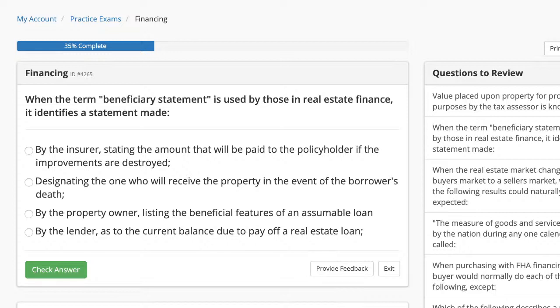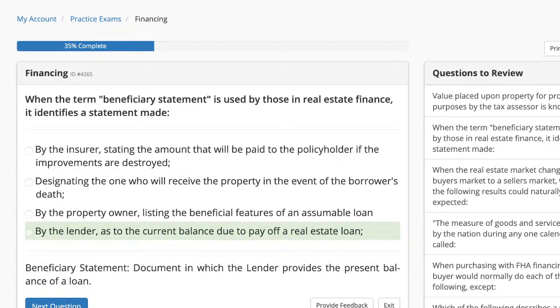What do you guys think? The answer is D, by the lender as the current balance due to pay off a real estate loan.